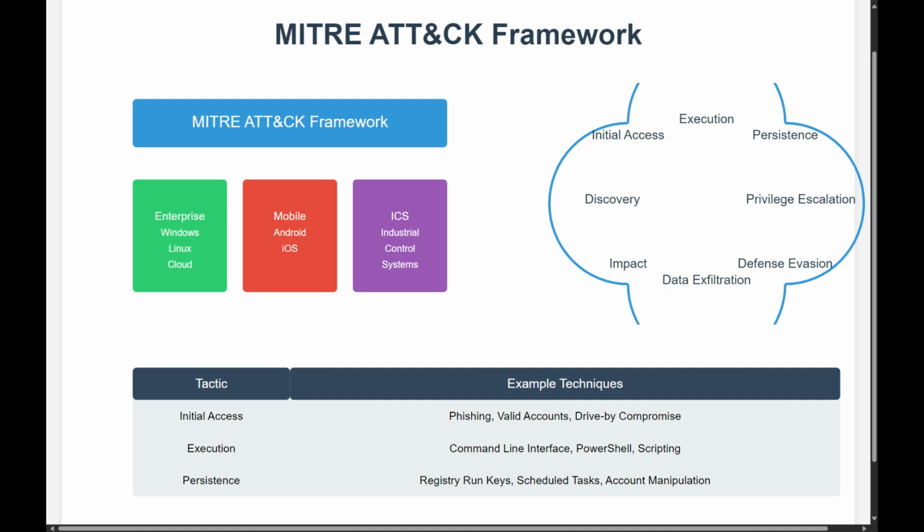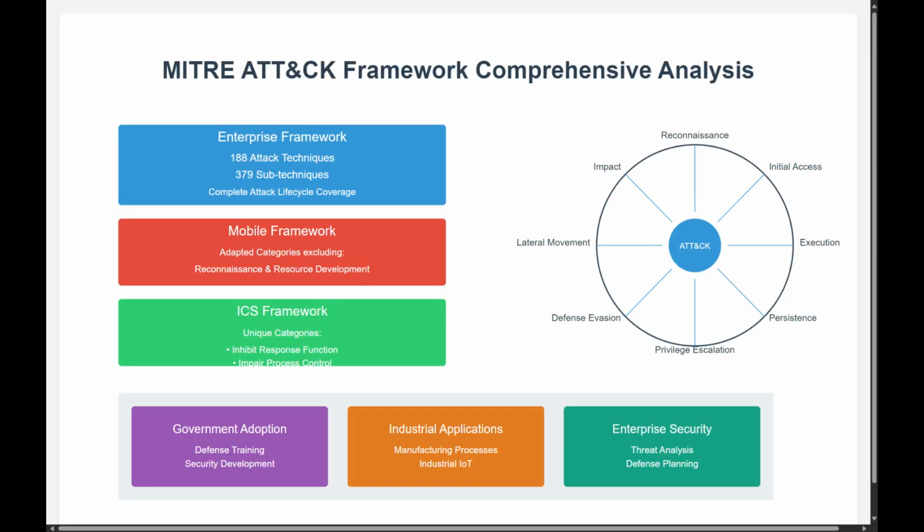To illustrate these concepts, an enterprise matrix might detail techniques for initial access through phishing, while the mobile matrix would focus on techniques specific to mobile device exploitation, and the ICS matrix would address protocols unique to industrial systems. The enterprise framework demonstrates remarkable depth, currently documenting 188 distinct attack techniques complemented by 379 subtechniques.